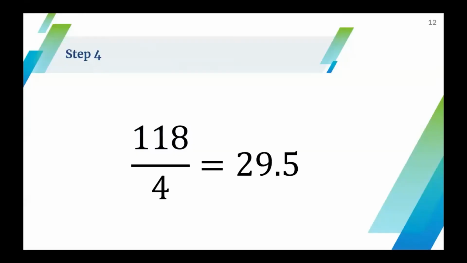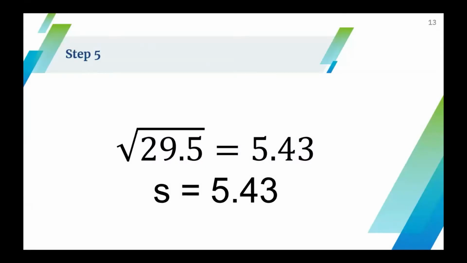Step 4. Now, because we have a sample of n equal to 5 values, divide the number 118 by n minus 1, which is 4. And we get 118 over 4, which is equal to 29.5. The standard deviation of the sample is s equal to the square root of 29.5, which is 5.43.